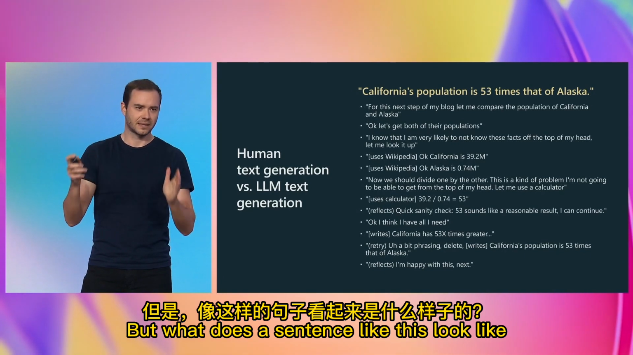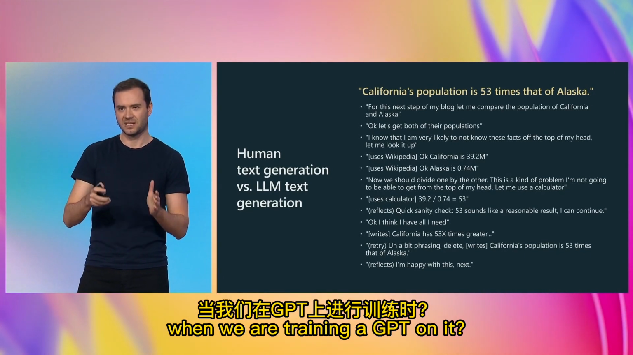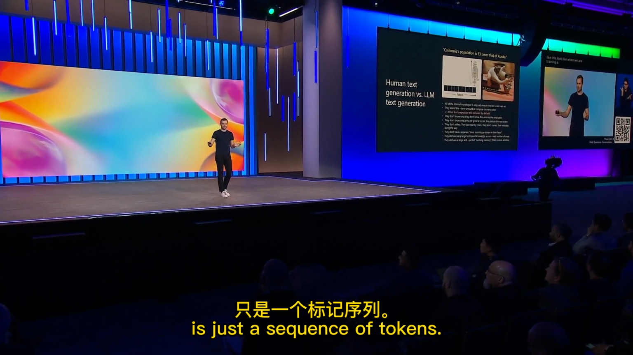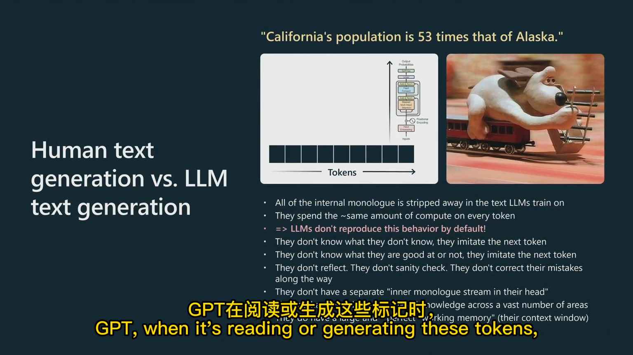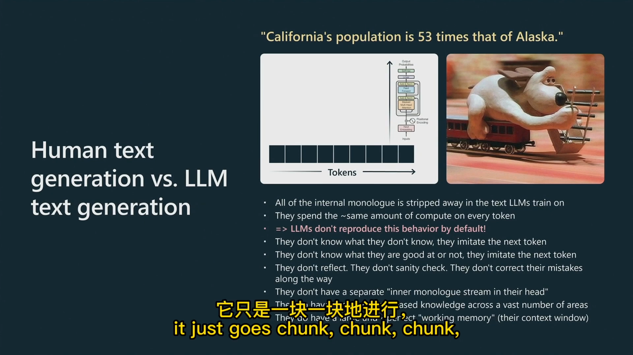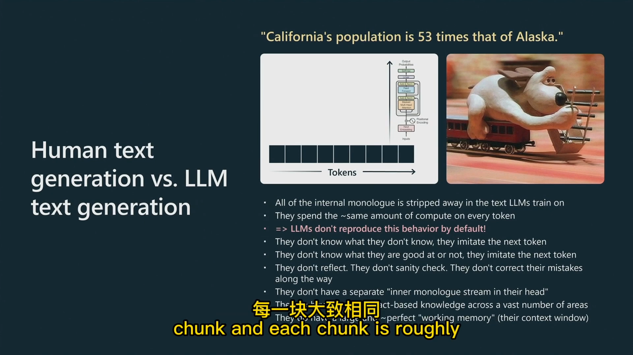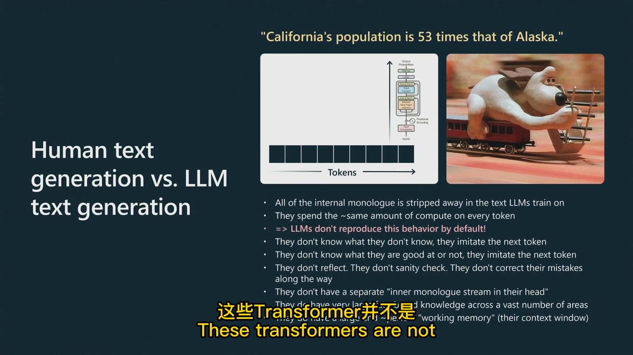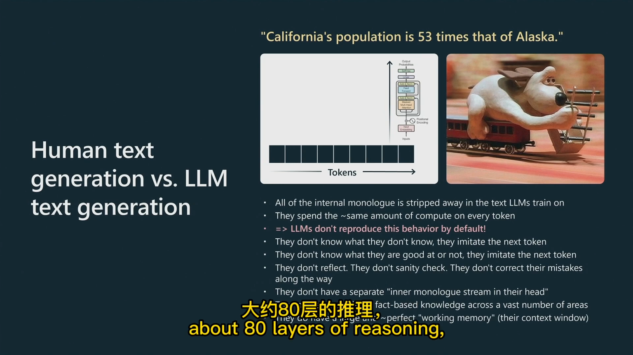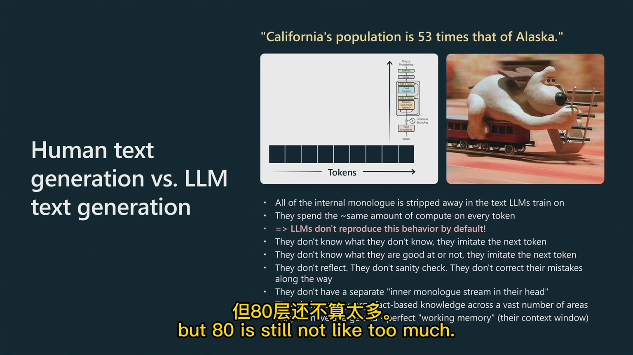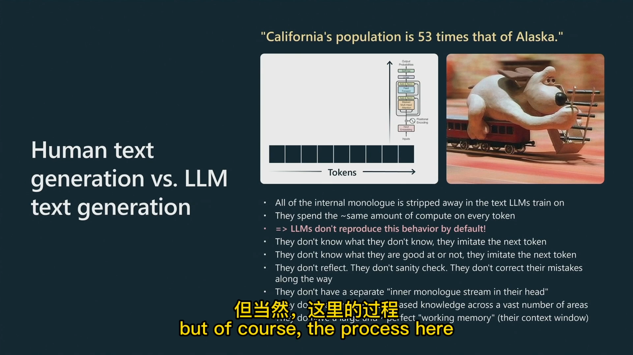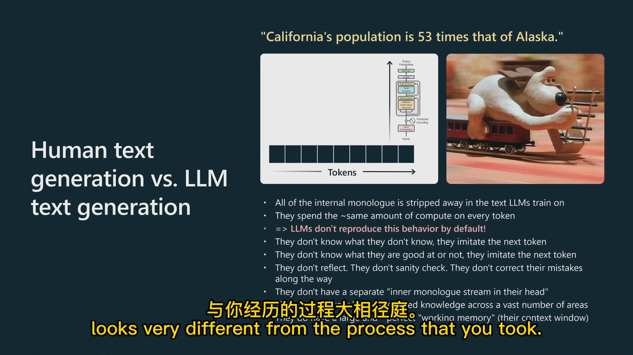But what does a sentence like this look like when we are training a GPT on it? From GPT's perspective, this is just a sequence of tokens. So a GPT, when it's reading or generating these tokens, just goes chunk, chunk, chunk, chunk, chunk. Each chunk is roughly the same amount of computational work for each token. And these transformers are not very shallow networks. They have about 80 layers of reasoning, but 80 is still not too much. And so this transformer is going to do its best to imitate, but of course, the process here looks very, very different from the process that you took.